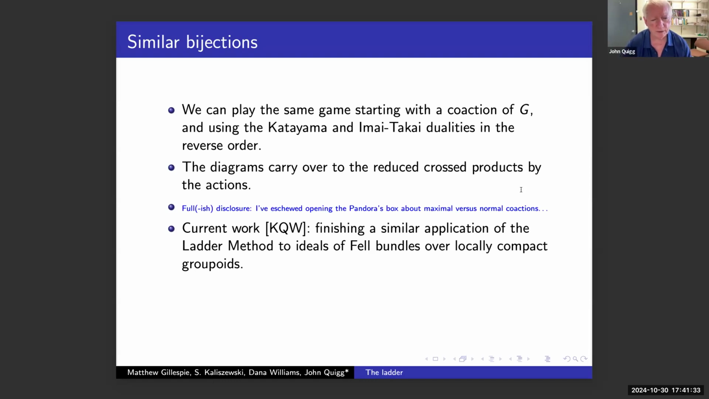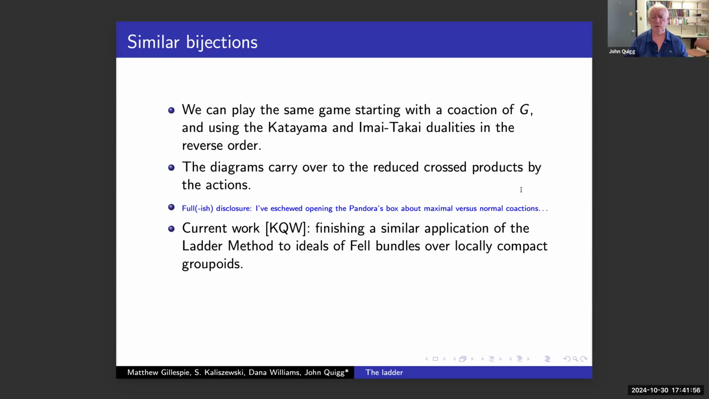So here's some current work. Three of us, Steve and Dana and I, are now finishing up a similar application of the latter method to ideals of Fell bundles over locally compact groupoids. So there are no C-star algebras here. We're just dealing with the Fell bundles directly.